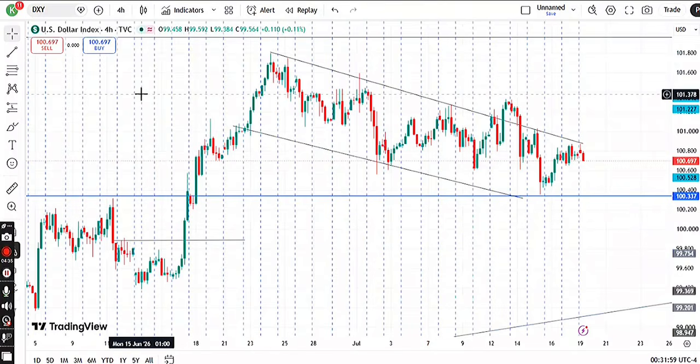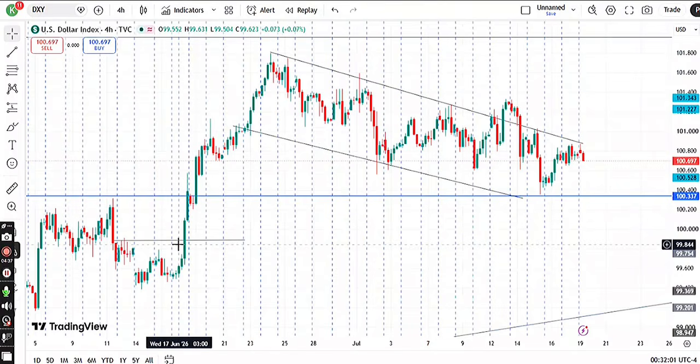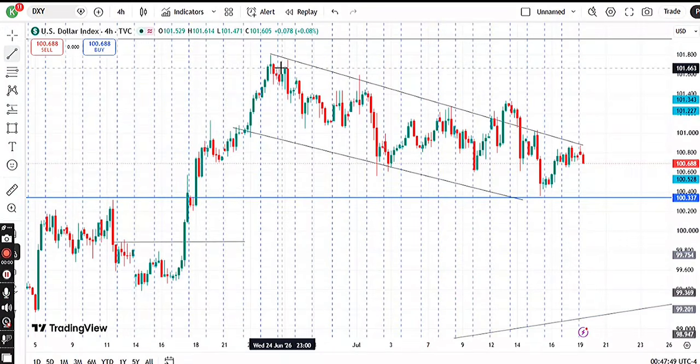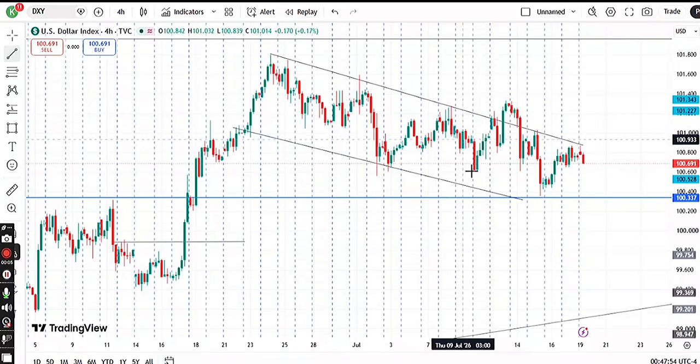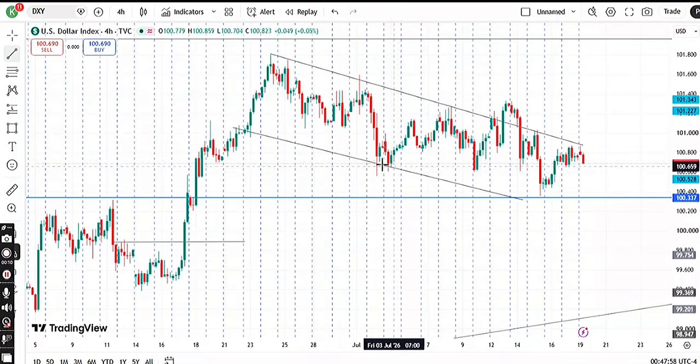Now, coming back to the 4 hours time frame, looking at this channel created here, there is something that you need to take note of. I want you to look at this particular point and this particular point. Let me mark it out.